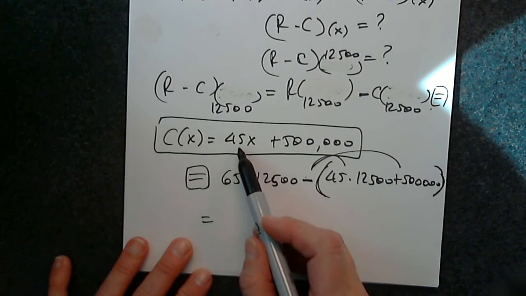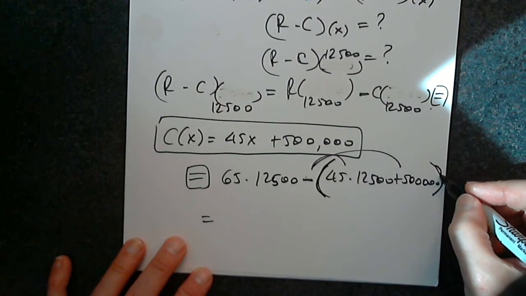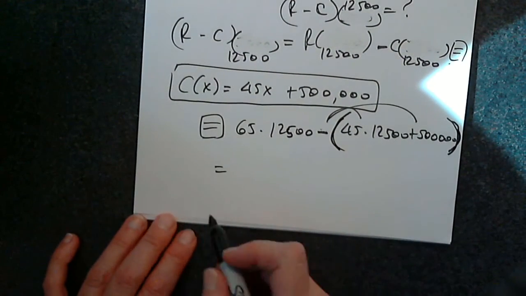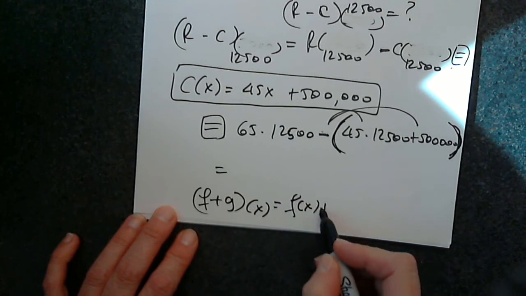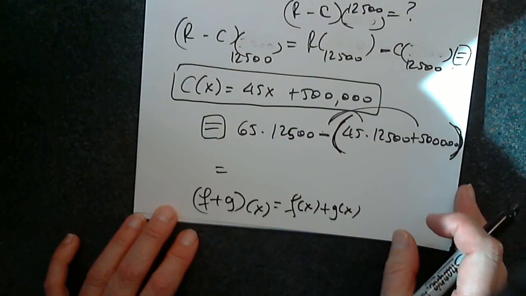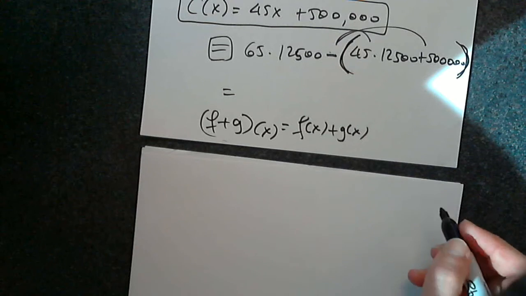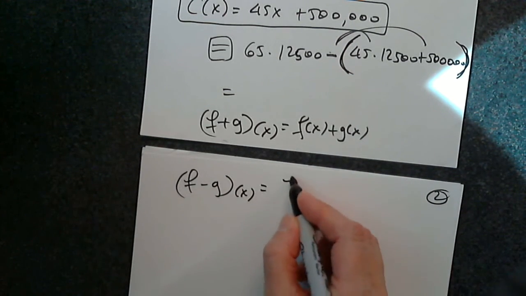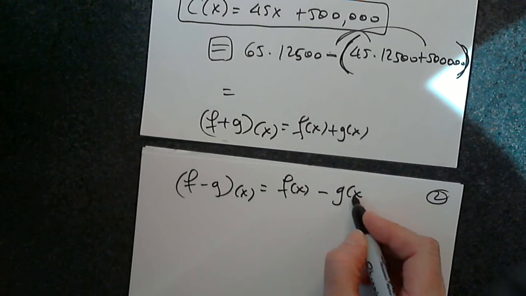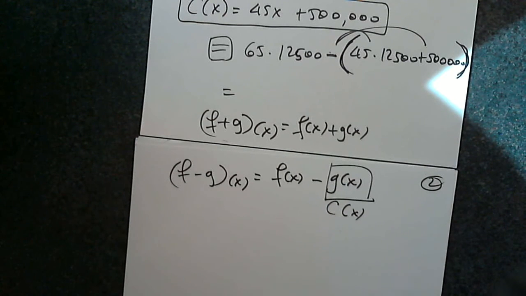So which is 45 times 12,500 and plus 500,000. And since I'm subtracting it, this is what we learned last time, right? That if I have f plus g of x, this is f of x plus g of x. But if I have f minus g of x, I have f of x minus g of x. And this is my minus g of x that has two terms. And that's the reason why I have to distribute -1.